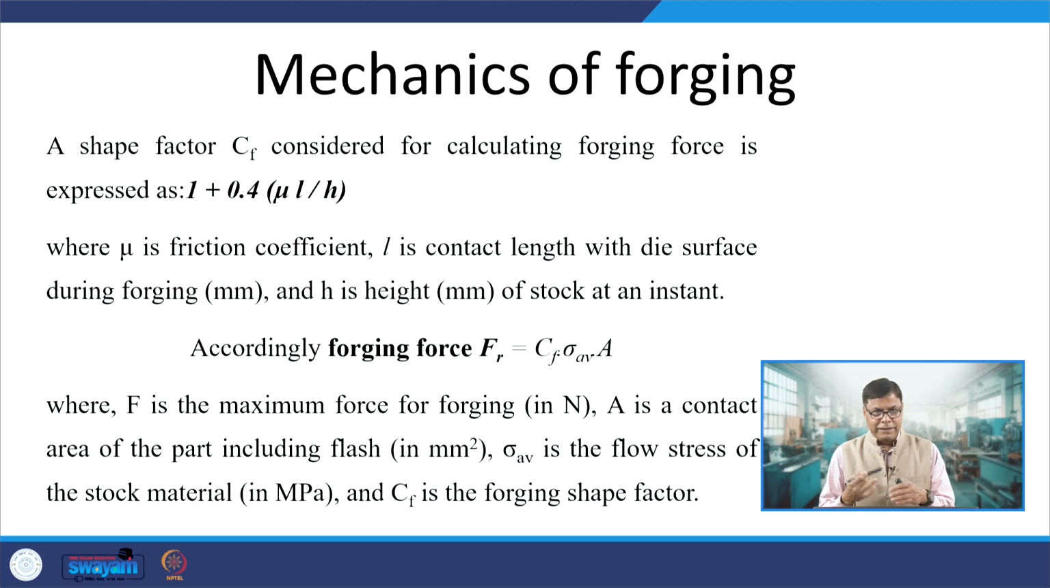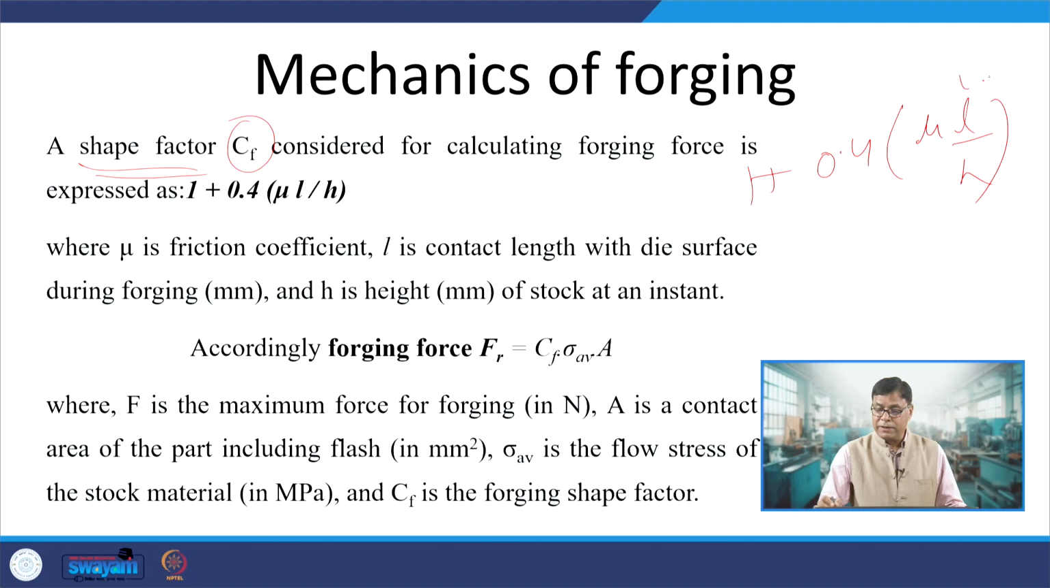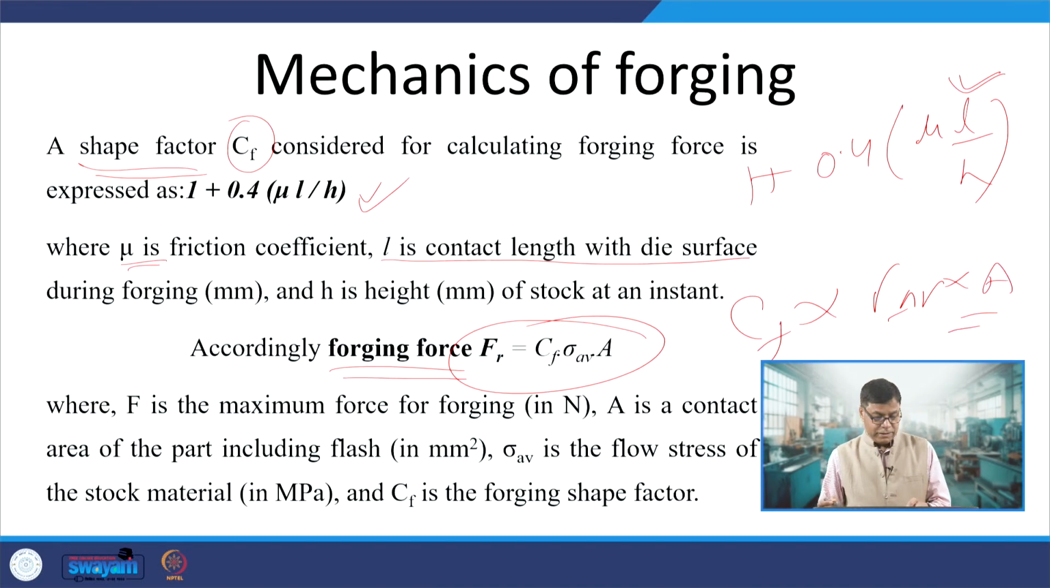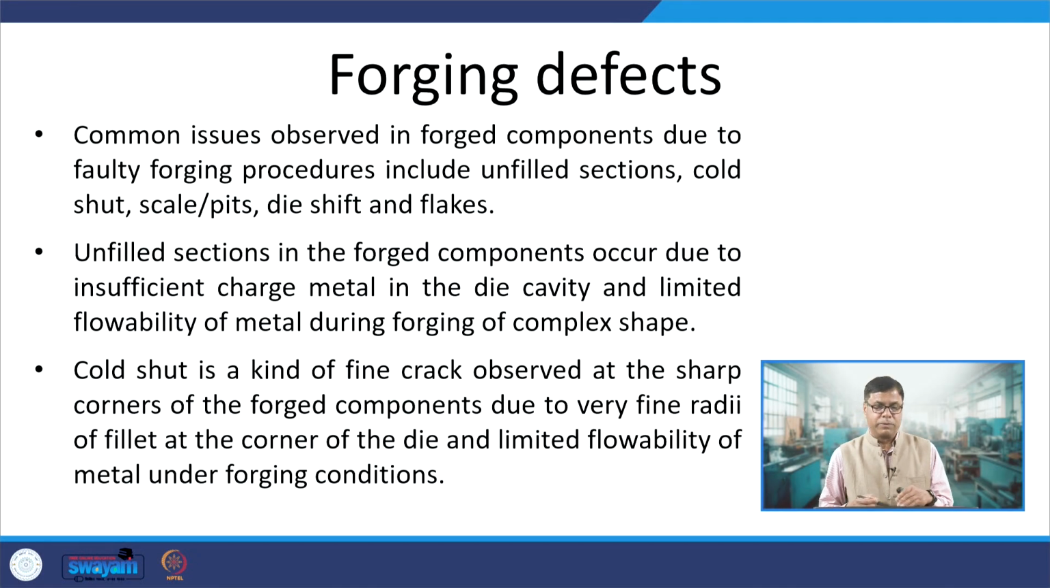When we are dealing with little complex shapes, in that case a shape factor is considered for determining the forging force, and the shape factor CF is obtained from the equation 1 plus mu L by H. L is the length of contact with the die surface, H is the height of the stock at an instant, and mu is the friction coefficient. When the shape factor is considered, the forging force is obtained using CF multiplied by the average flow stress into the area of the surface of the stock material which is in contact when the forging is done.